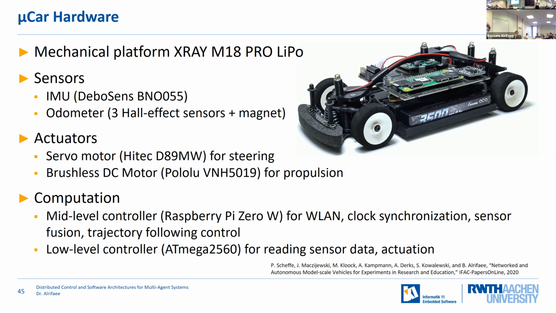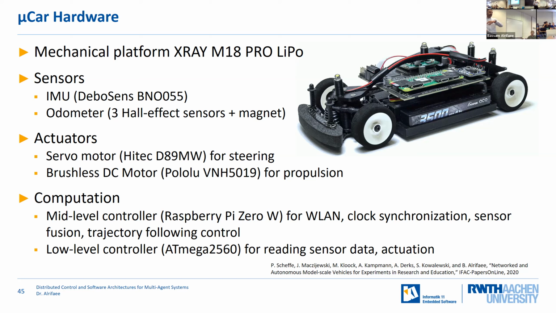So we took one off-the-shelf car. We equipped it with sensors, an IMU, inertial measurement unit. This means the acceleration in three directions. We equipped it with an odometer. This measures the rotation of the wheels. And we have actuators, so a servo motor and a brushless motor for propulsion. And we have equipped the vehicle with some computation, so a mid-level controller and a mid and low-level controller.